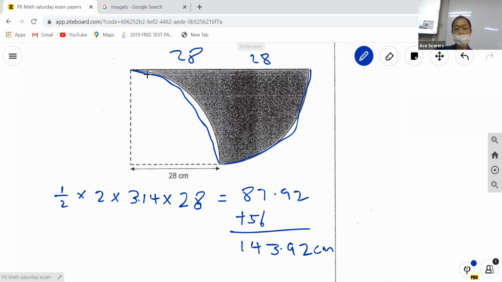This part is a quarter. This part is a quarter. Added together is a semicircle. Here and here is the circumference. Then plus the 28. Okay, done.